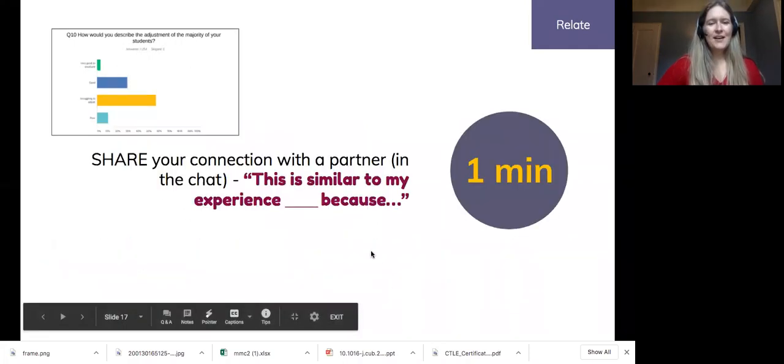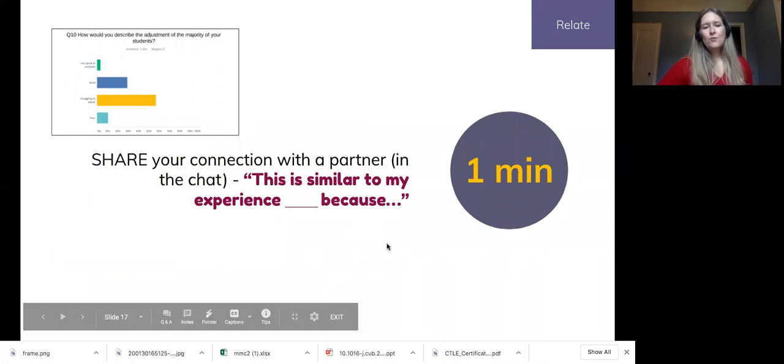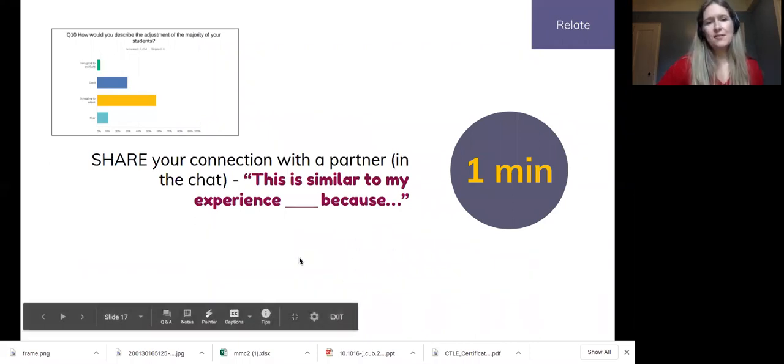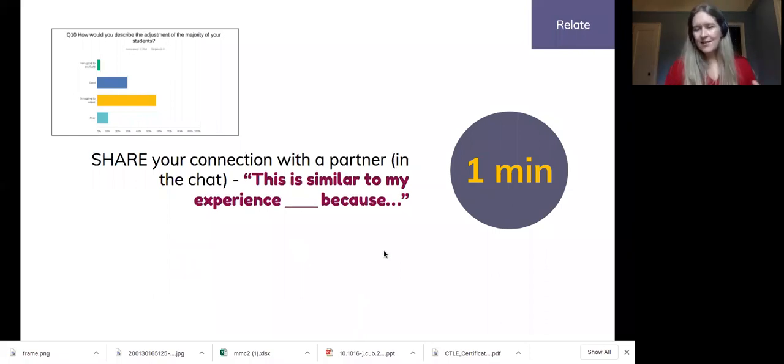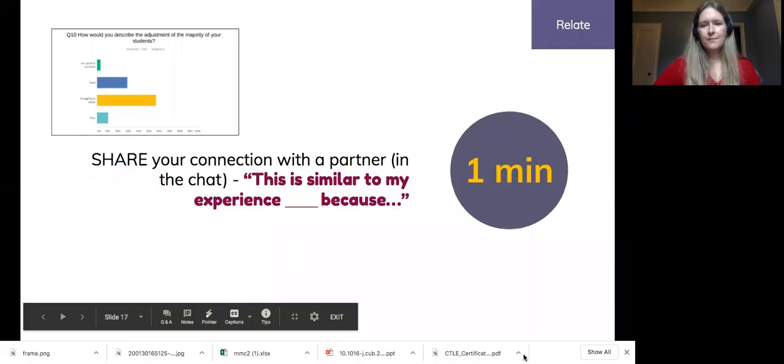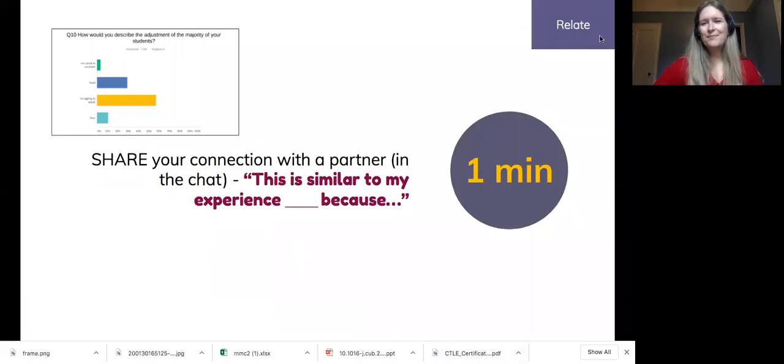Great. All right, so now everyone has 1 minute to put in the chat window their thoughts on this. This is similar to my experience because, what is your connection that you're making to this graph, the information in this graph? We don't know everybody in this classroom right now, and so I suggest just sending your ideas out to everybody versus trying to pick a partner. So in the chat, please respond to this, sharing your connection.